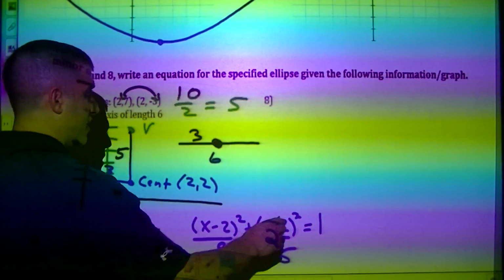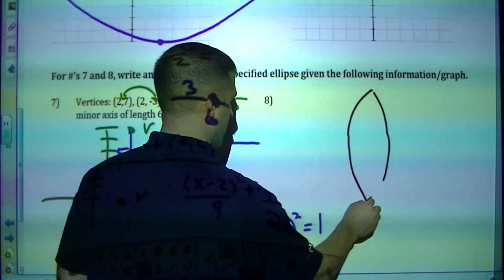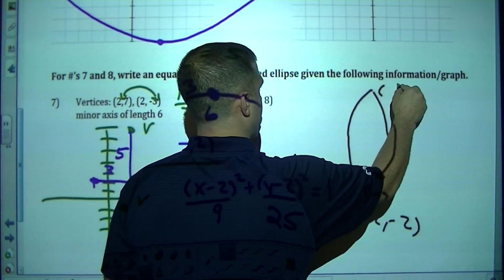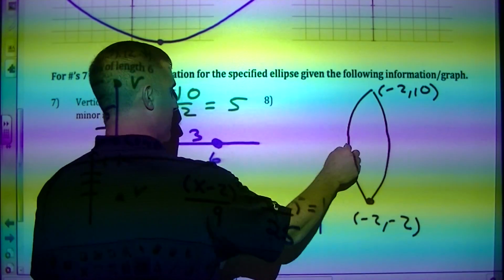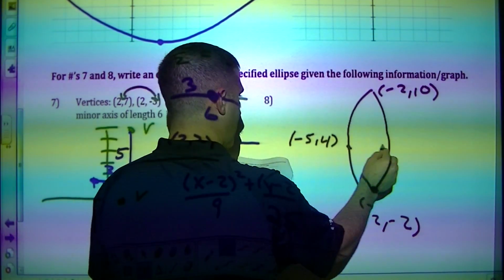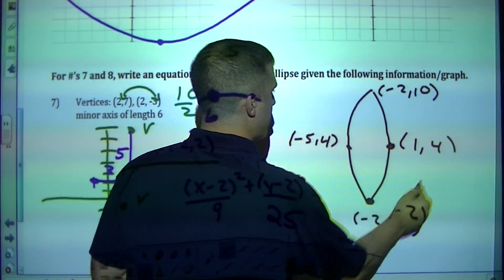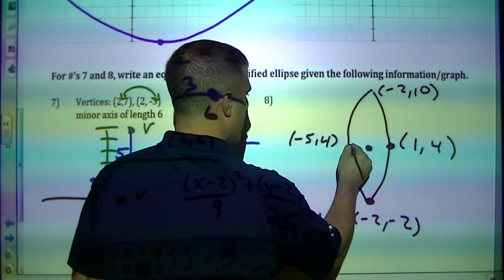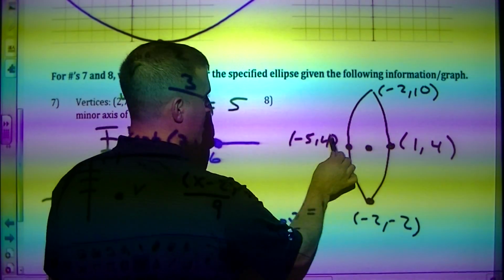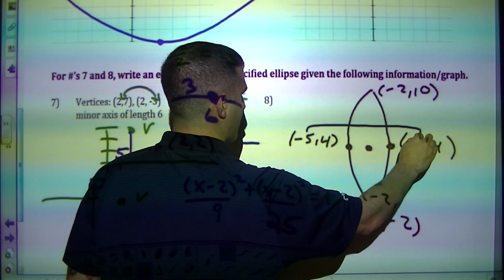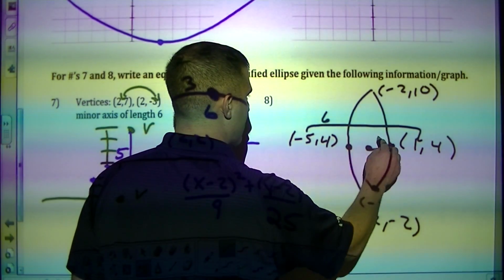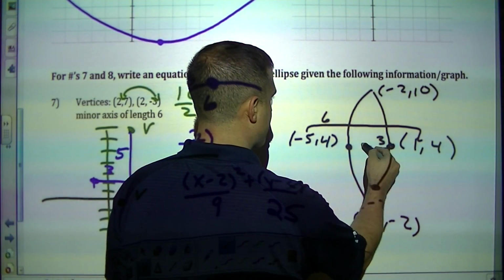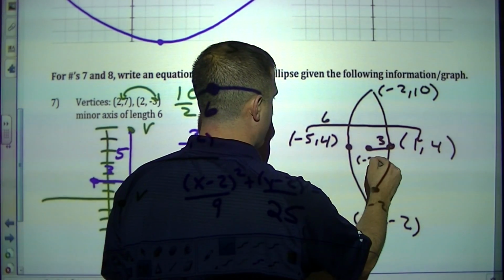The other problem that I have here, the picture. I gave you the points of negative 2, negative 2, negative 2, 10, negative 5, 4, and 1, 4. This will be a gridded picture when you get it. The first thing you need to figure out is the center here. You can go either way. From here to here is 6 spaces. That means that if I move in, that's only 3. If I move 3 spaces in, that would put me at negative 2, 4.